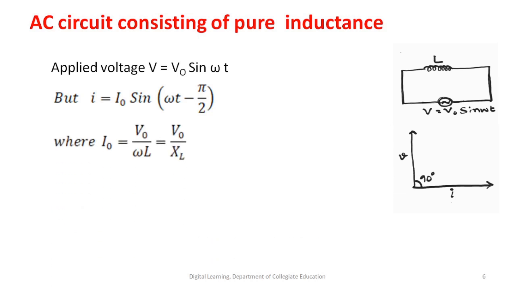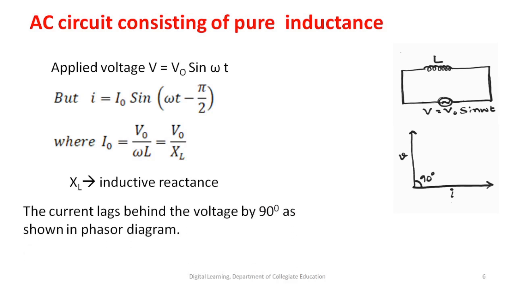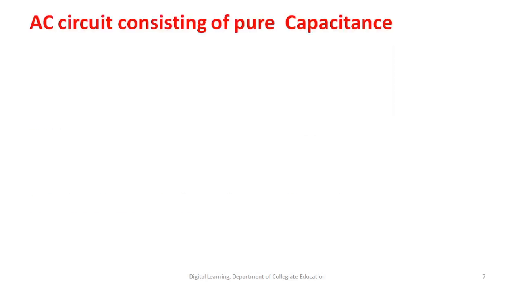Where I naught is equal to V naught divided by omega L. Omega L is nothing but the inductive reactance, represented as XL. Therefore, I naught is equal to V naught by XL. XL is the inductive reactance. Here, the current lags behind the voltage by an angle of 90 degrees. In complex form, the inductive reactance can be represented as XL is equal to j into omega L.